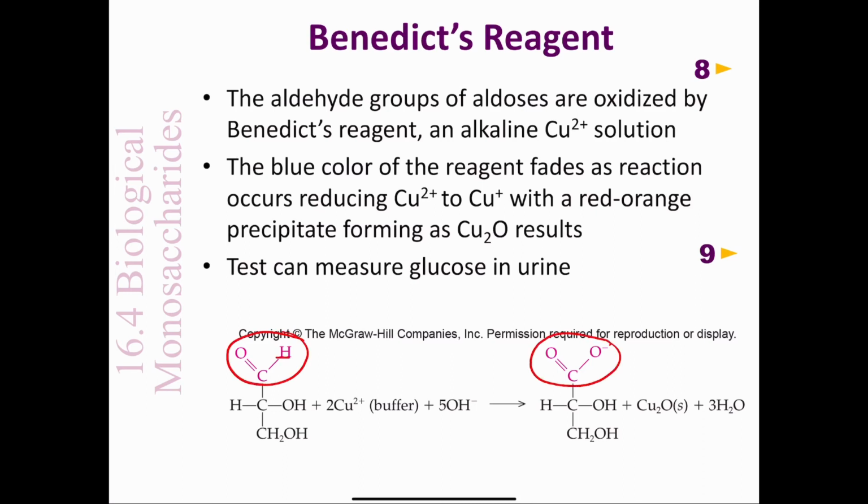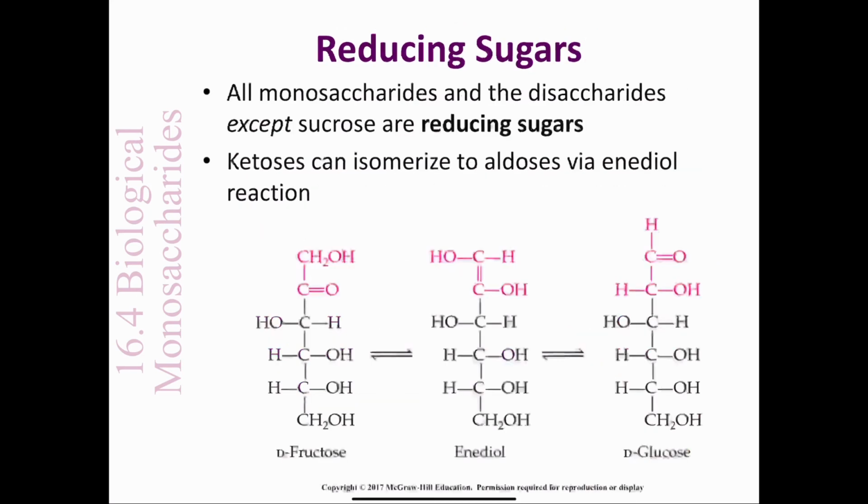Why? Because it's losing hydrogen and gaining oxygen. But in the process, the copper-2 is gaining electrons to form copper-1. This is copper-1 and copper-1 oxide. And so the copper is being reduced. And so any sugar that can reduce copper-2 to copper-1 is called a reducing sugar. All monosaccharides and the disaccharides that we'll look at, except sucrose, are reducing sugars. So this is a point you should memorize, that all mono and disaccharides, except for sucrose, table sugar, are reducing sugars.